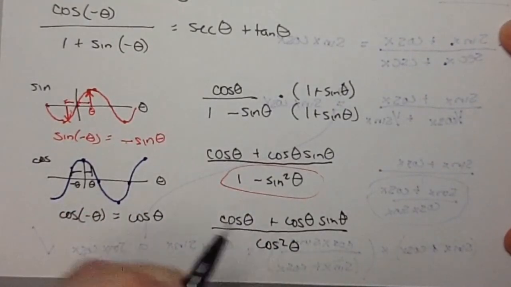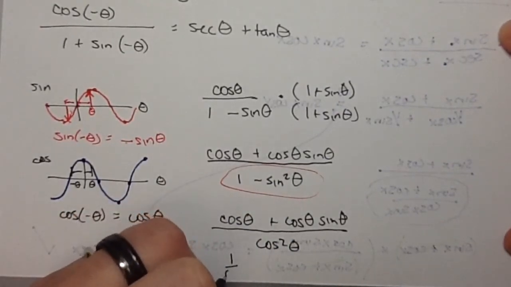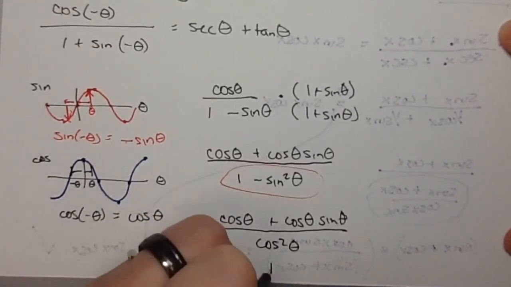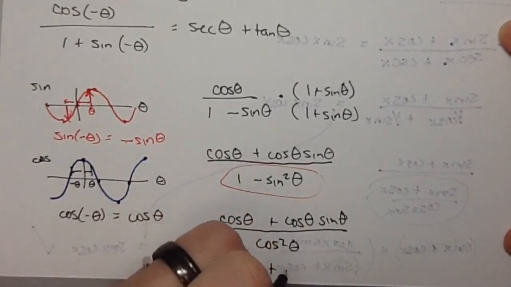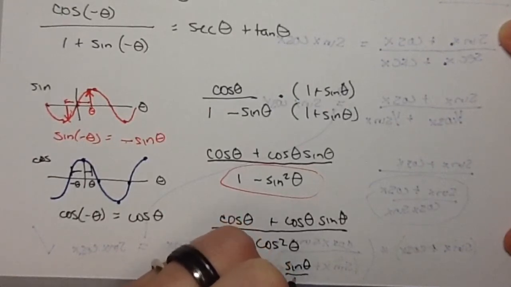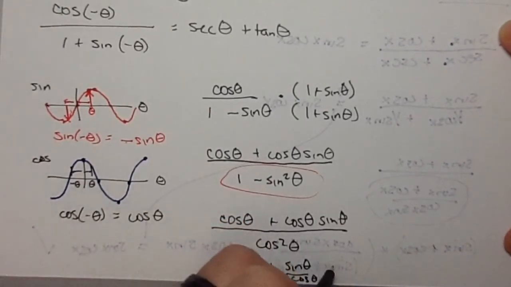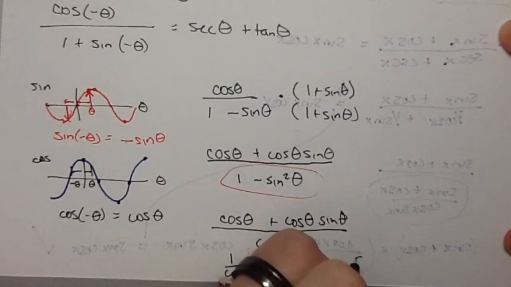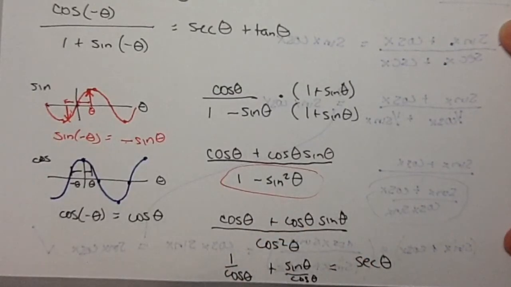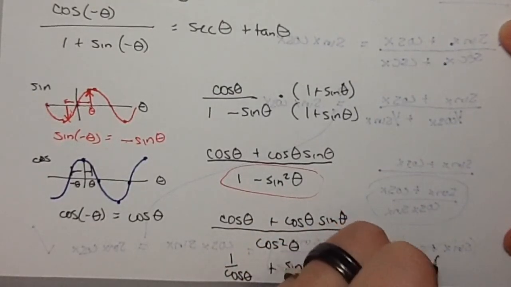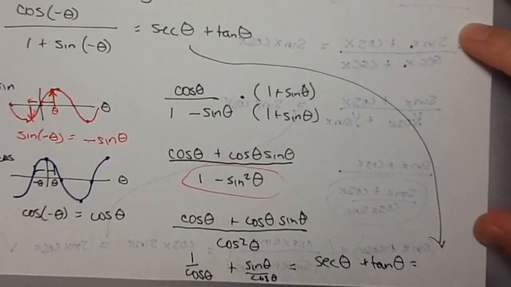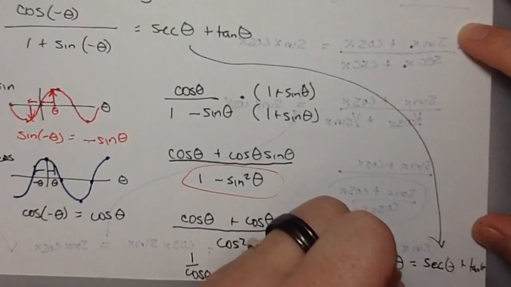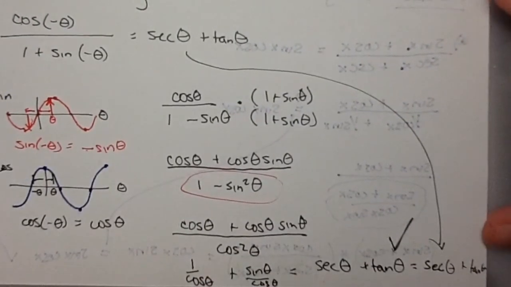Okay, so cosine over cosine squared gives me 1 over cosine. And then one of these cosines cancels, and we get sine theta over cosine theta. So this becomes 1 over cosine, which is secant theta, and sine over cosine, which is tangent theta. We have messed with the left-hand side until it matches the unadulterated right-hand side. We have verified. And that is the end of problem 5.